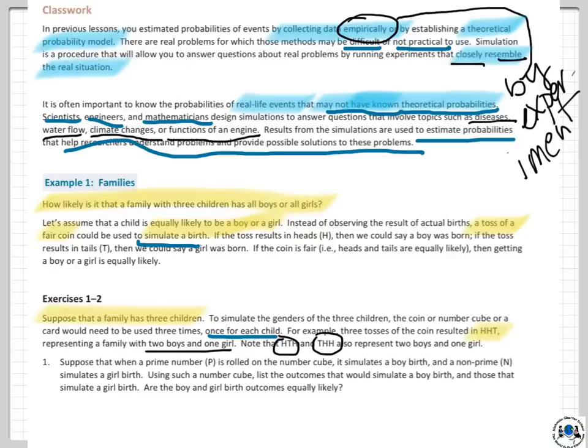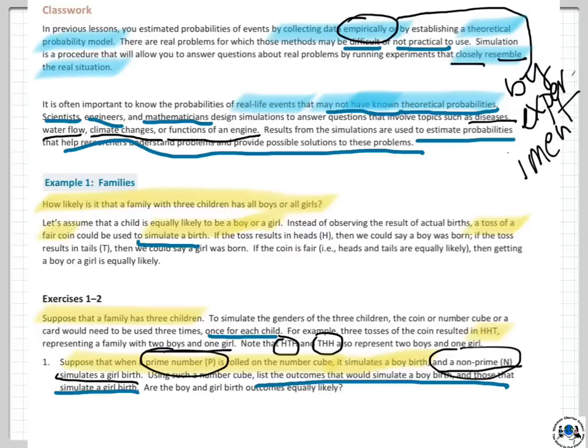All right, so number 1. Suppose that when a prime number is rolled on a number cube, it simulates a boy birth, and a non-prime number simulates a girl birth. So using such a number cube, list the outcomes that would simulate a boy birth and those that would simulate a girl birth. If you want to pause right now and go ahead and do that, because you may understand this idea of prime and non-prime. Prime numbers are very special versus non-prime numbers.